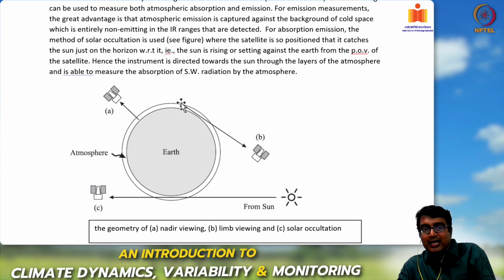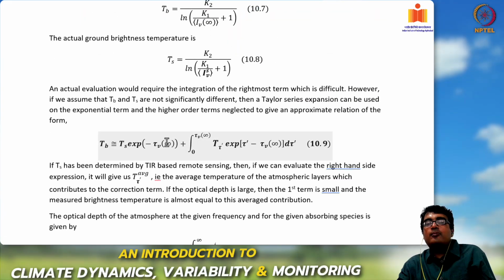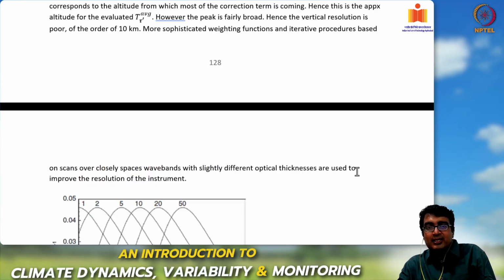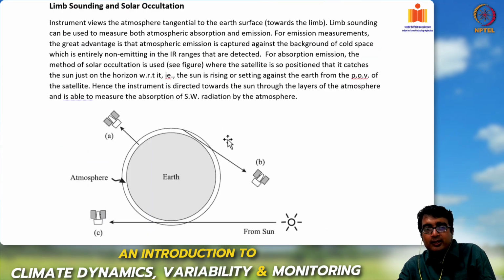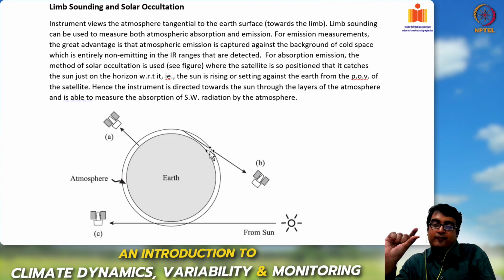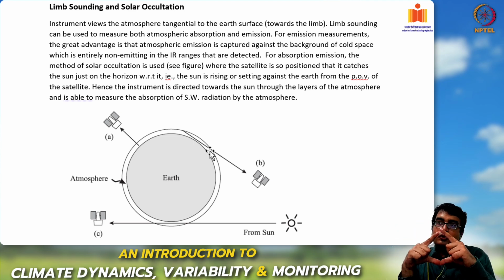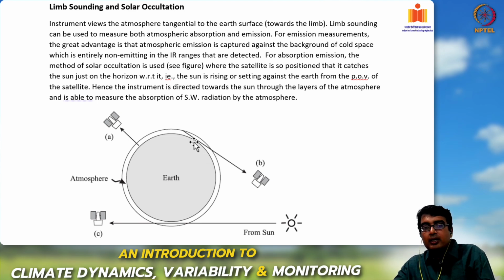What is the advantage? The advantage is the background is cold space, which is not emitting at all. So in this expression, this term goes to 0 directly. The second advantage is the dz term here is much smaller. So here basically the dz is starting from this z to this z, which is the minimum z value. So the variation in z is within a much smaller regime because this is a tangential cut through the atmosphere.